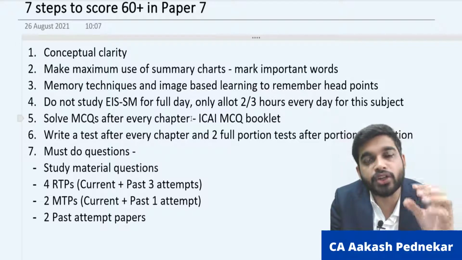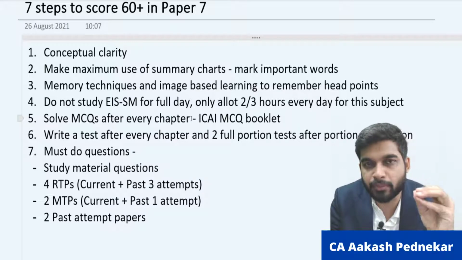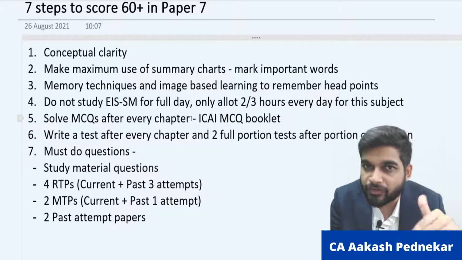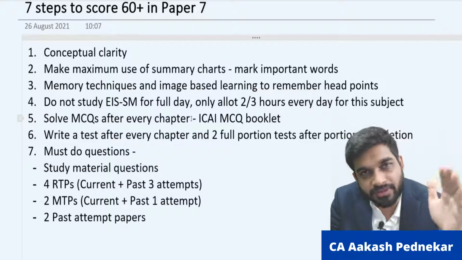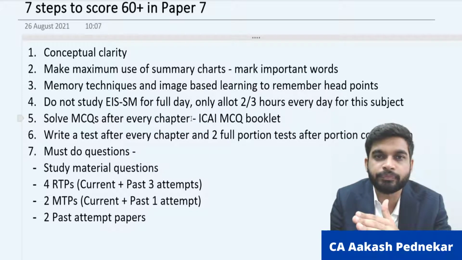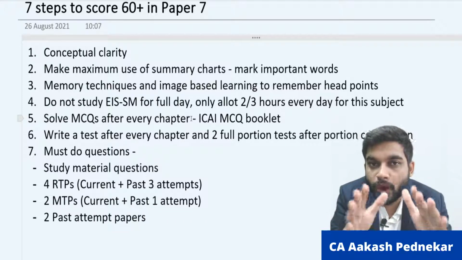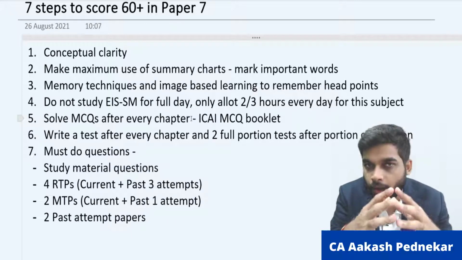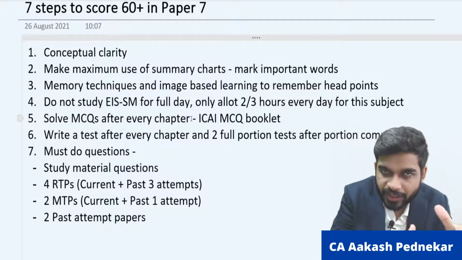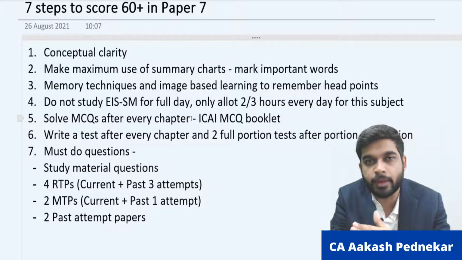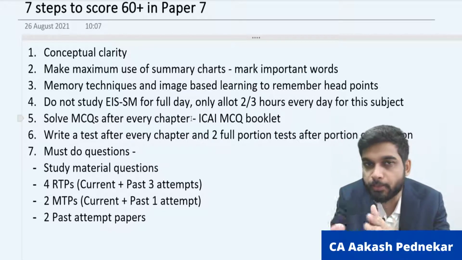So the moment your chapter is over, you have to go and solve. For example, you have completed chapter number 1, business process automation. After that, go to the ICAI MCQ booklet and cover the business process automation MCQs. The case study based MCQs, I recommend you do one per day. At least a bare minimum of 10 case study MCQs of EIS and 10 case study MCQs of SM. Pay more attention to case study MCQs in strategic management. They are more difficult to cover.